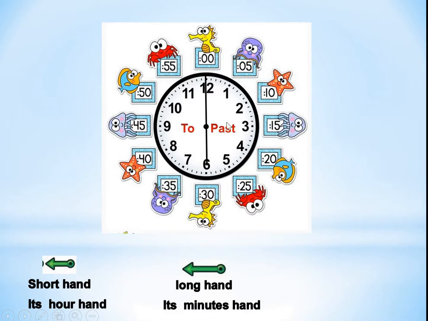We use the word past when we write it in English. When the long hand goes from 12 to 6, we write the word past. So from 12 to 6, we use the word past. From 6 to 12, we use the word to.